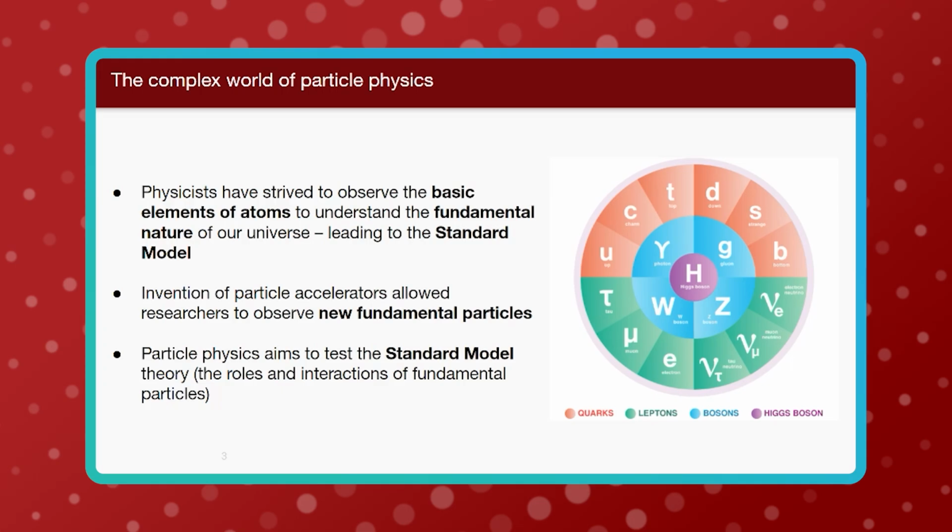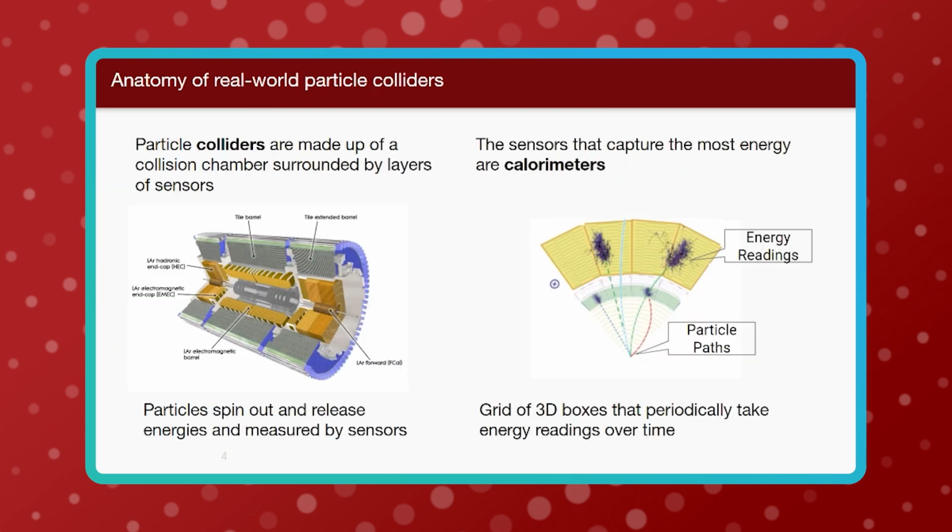For decades, physicists have experimented in looking within the basic elements of atoms to understand the fundamental nature of the universe, leading to the standard model that theorizes what makes up our basic particles and their interactions. The invention of particle accelerators have allowed researchers to make huge advancements in this field of study and test the standard model, which is the overarching goal of particle physics. In the real world, data for these particles are collected in particle colliders, which are collision chambers surrounded by layers of sensors. After colliding particles at very high speeds, sensors, called calorimeters, record measurements of the direction and energy of the flying particles from the collision. This results in a dataset coined as the particle shower.